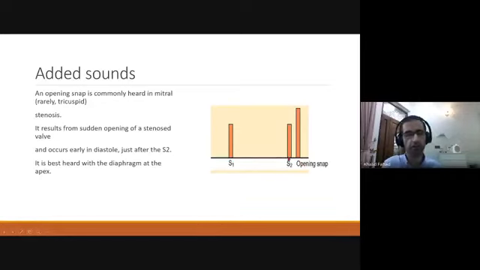So just imagine after diastole, the mitral and the tricuspid valves are open. If these valves are stenosed, they will produce this sound.